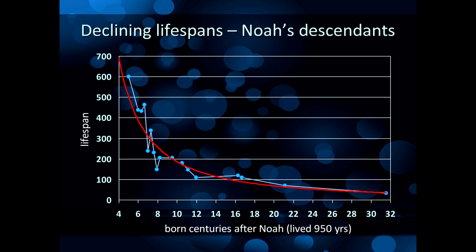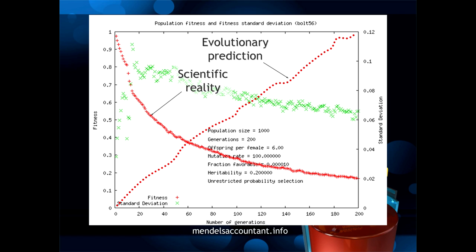Right, in the previous picture. There's the evolutionary prediction, going from 0 to 100%, or just remaining at 100%. I suppose you could predict that as well. But there's the scientific reality. It doesn't fit the story of evolution at all. Right. And yet it fits the Bible.